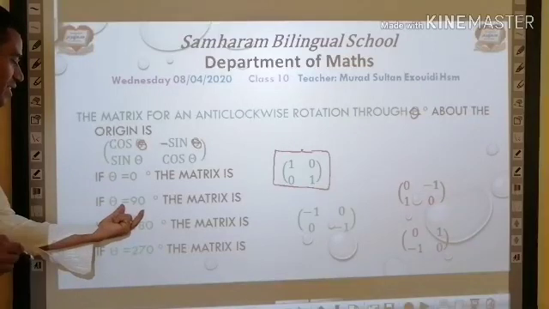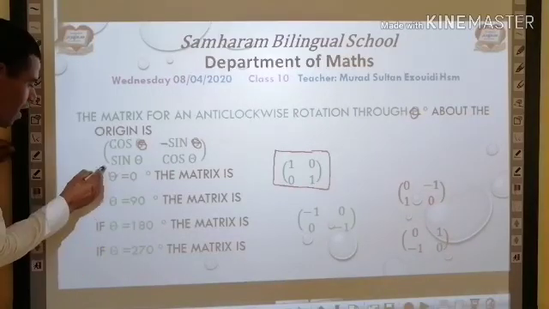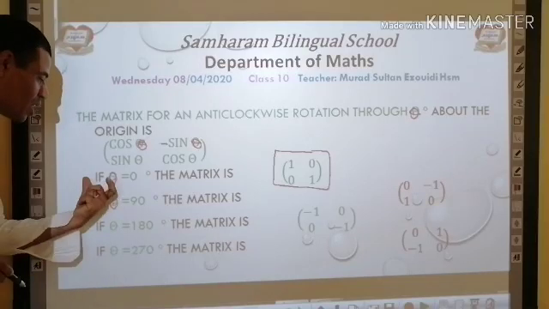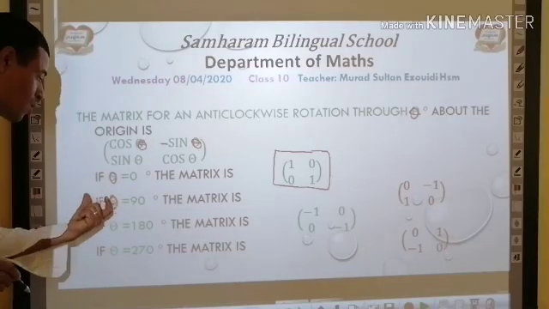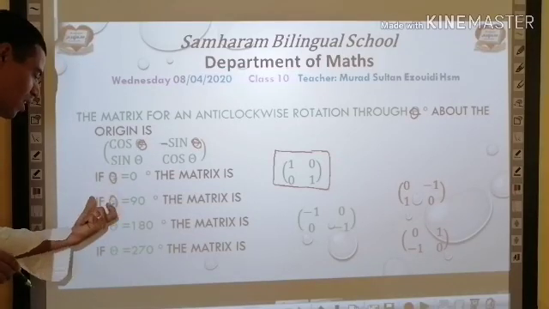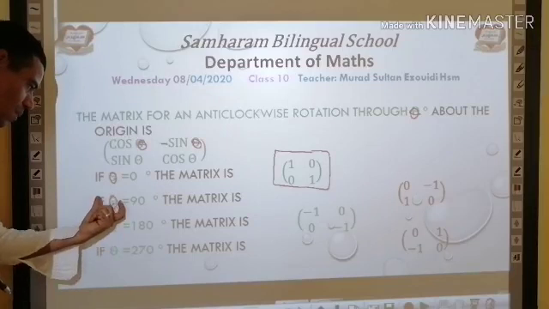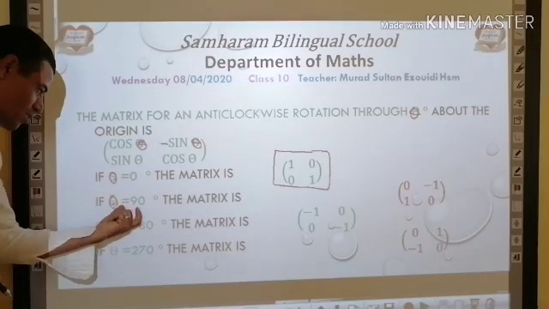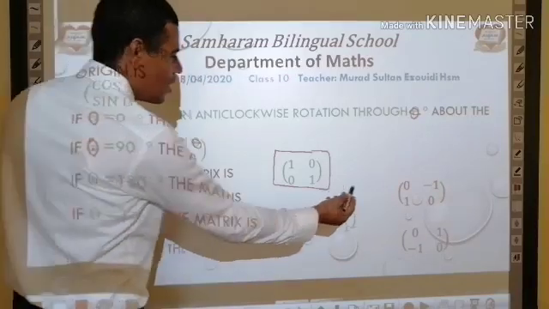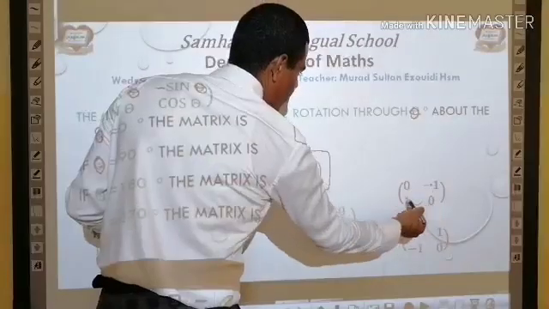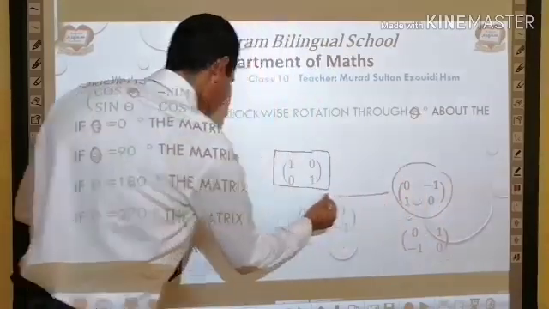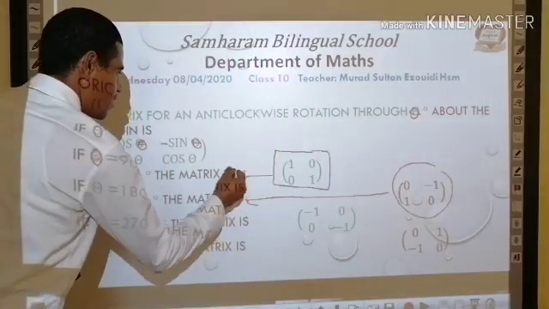When theta is 90 degrees, it means that you will rotate a shape or a point about the origin anti-clockwise through 90 degrees. So the matrix of this one will be 0, negative 1, 1, 0. This one is for this.